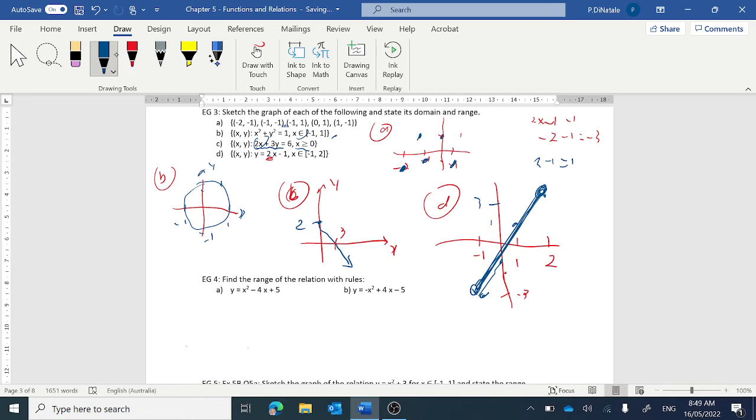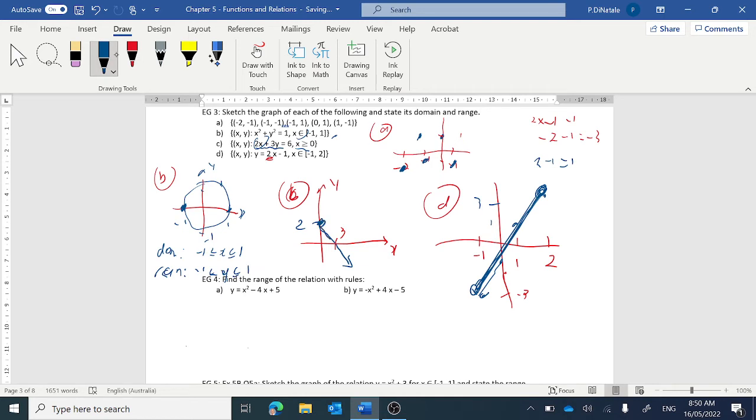So for the first one, I won't do domain and range. For B, the domain is going to be, you can write it like this: negative 1 less than or equal to x less than or equal to 1, because it includes all those from negative 1 to 1, and the same with the range: negative 1 less than or equal to y less than or equal to 1. You can write it differently.